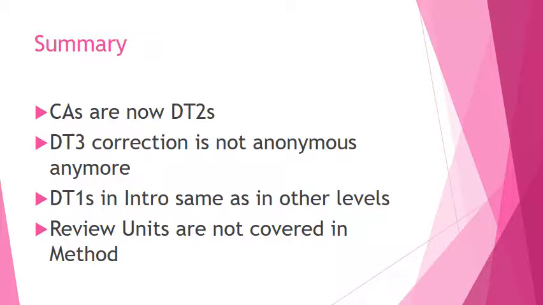In summary, there are 4 changes in the new method kit. CAs are now DT2s, DT3s are not anonymous anymore, DT1s in intro are the same as in other levels, and there is no section about the review unit. During the training, you will be using the new method kit. If you become a counselor and the teachers haven't seen the new method kit, you will have to give counseling based on the old method kit.